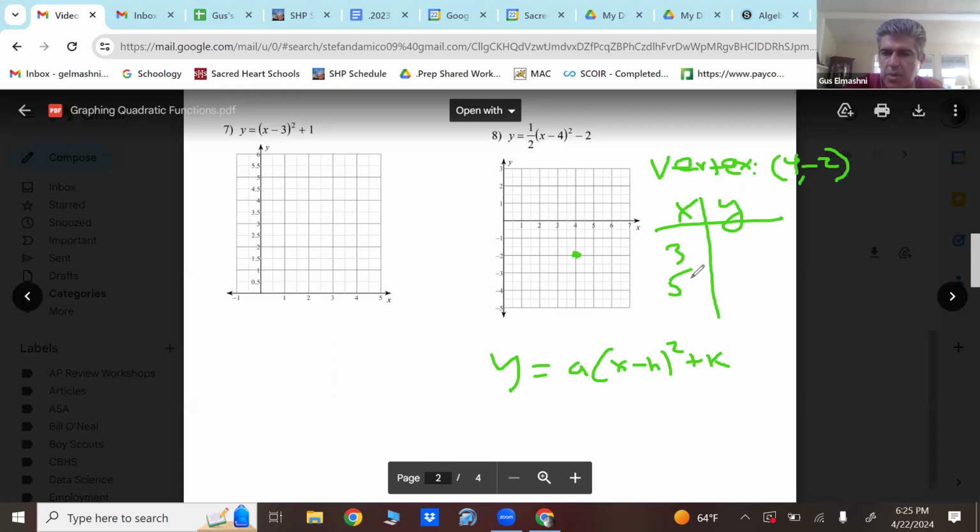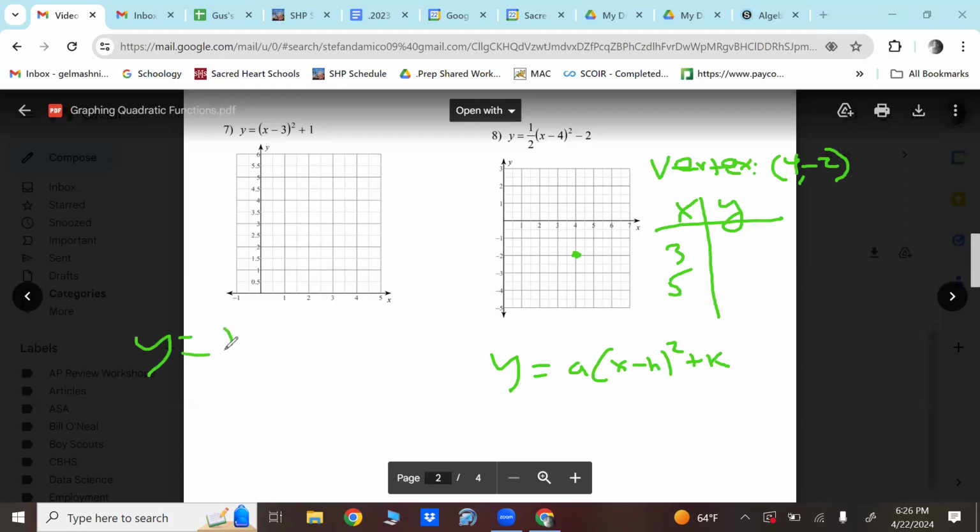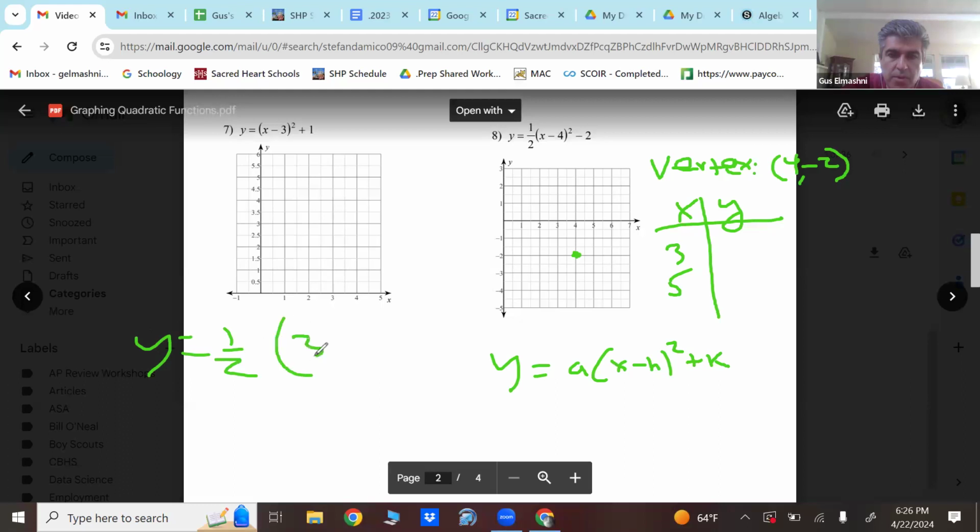Like say you plug in 3 for x. What do you get for y? So y equals 1/2 times 3 minus 4 squared minus 2. Okay, so work it out, please.